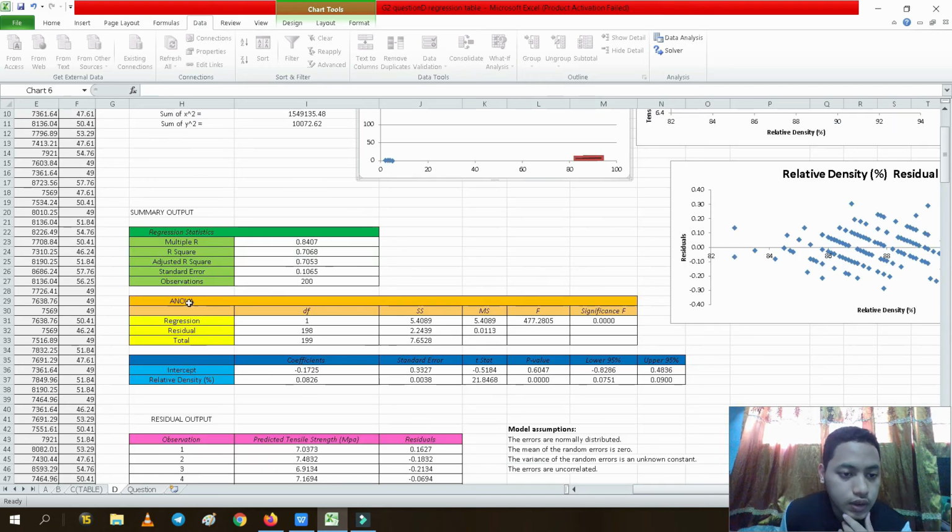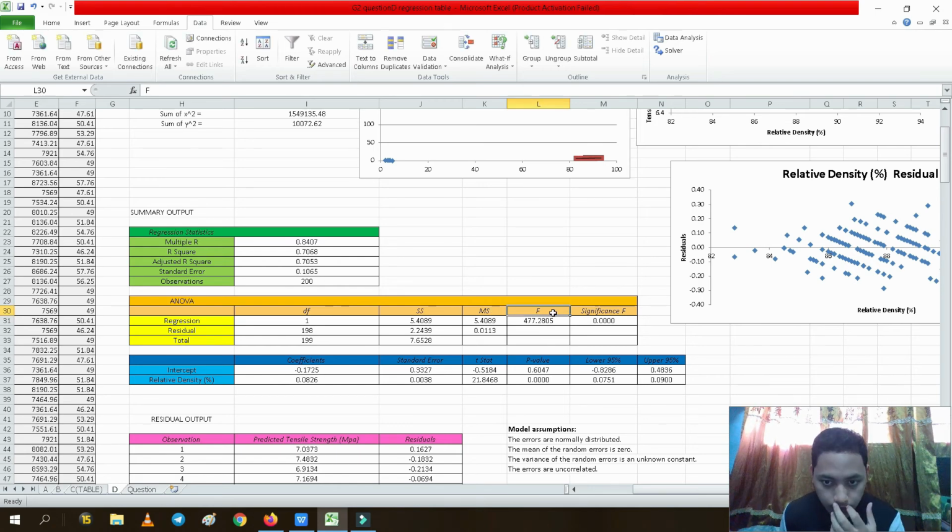We move to the next table, which is the ANOVA. What we have here is the regression, residual, and total, and the DF, the degrees of freedom, the sum of squares, and MS, which means mean square. We got the F value and the P value right here. The 1 here means that k is 1. As we can see right here, the p-value, significance F, is 0. So it means that the probability for something to occur from this data is very low.